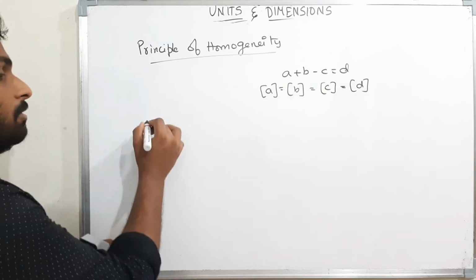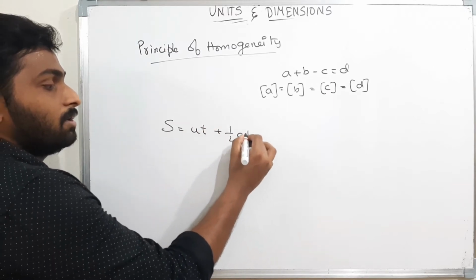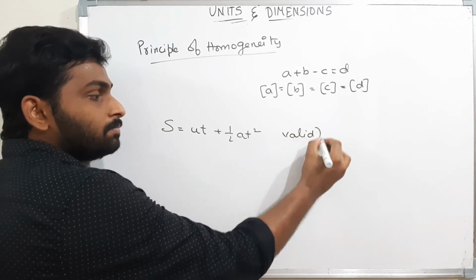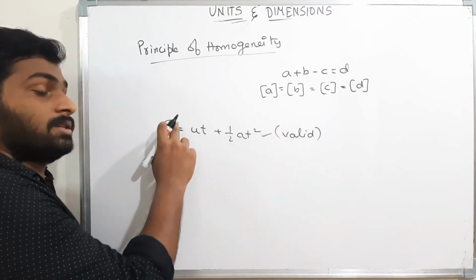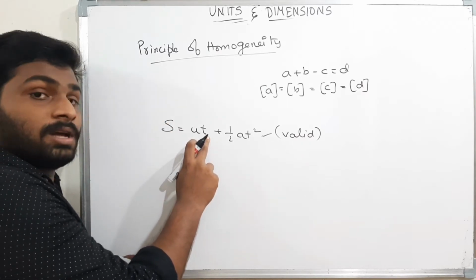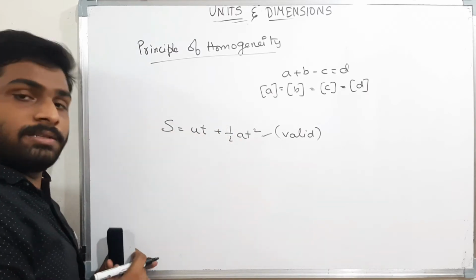Now we'll see one example. S is equal to ut plus half at square. This is a valid equation, where S is the displacement, u is the initial velocity, t is the time, and a is the acceleration.